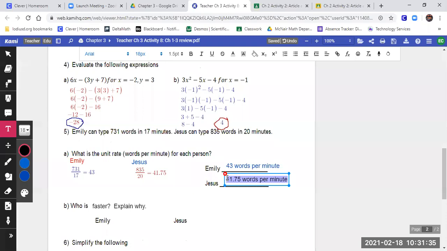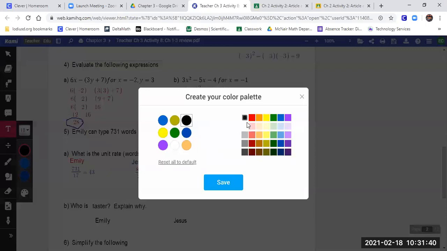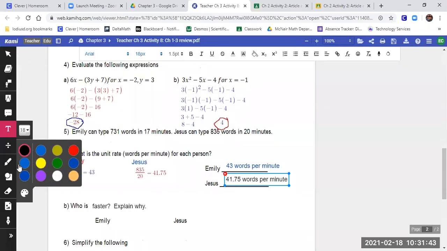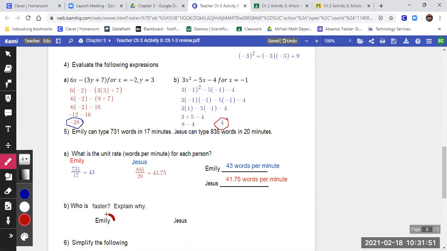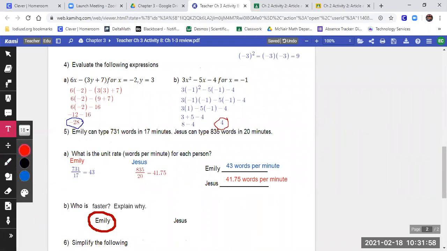Emily is faster. So we're going to circle Emily. Because Emily was faster, we're circling Emily. And then we're explaining why we're circling Emily. Okay. So we circled Emily. What are we going to say is the reason why we've picked Emily? Using what we just learned in part A, use some of that information in this answer so that we can justify why we picked Emily.